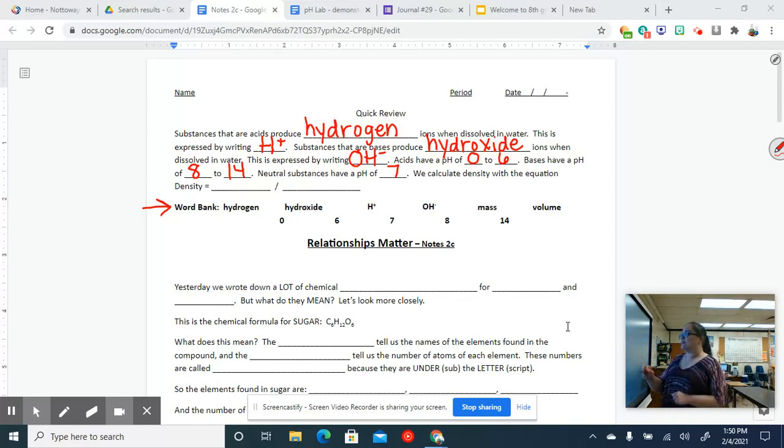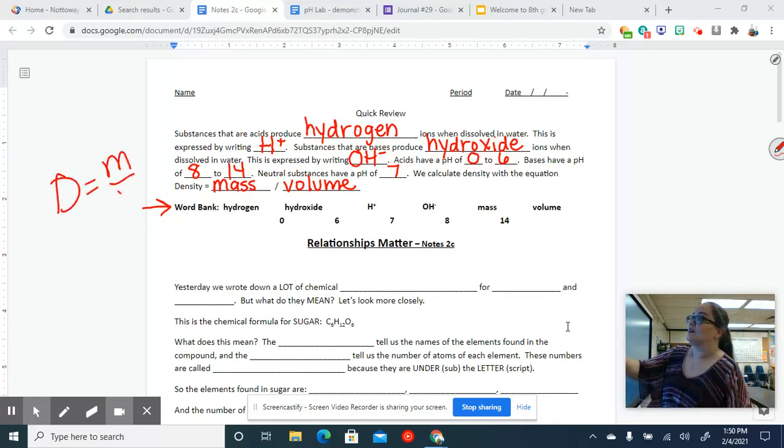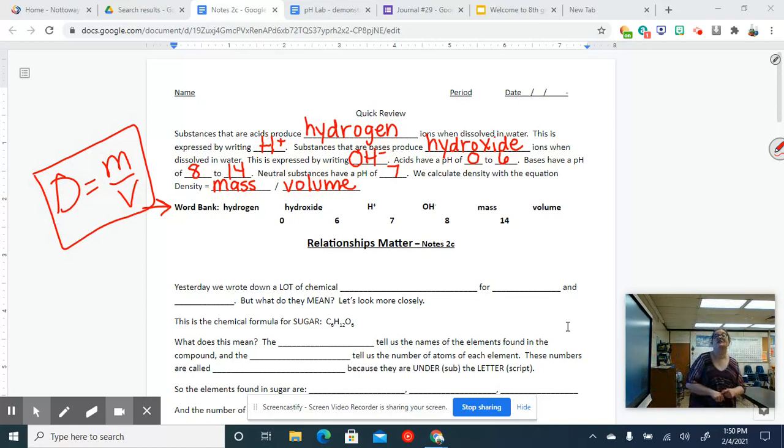And then we calculate density with the equation of density equals mass over volume. The way to remember that, where do you go to get your density license? At the DMV. DMV is where we go to get our density license. Get it? Okay. Moving along.